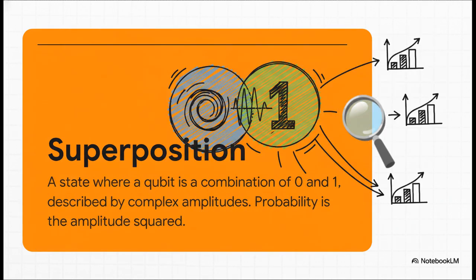So superposition is the state where a qubit is a mix of both 0 and 1. And that mix is described by something called amplitudes. You can kind of think of them as weights, telling you how much 0 and how much 1 is in the mix. When you finally look at the qubit, or measure it, the probability of it being a 0 or a 1 depends on these amplitudes. It's like a quantum coin spinning in the air before it lands.